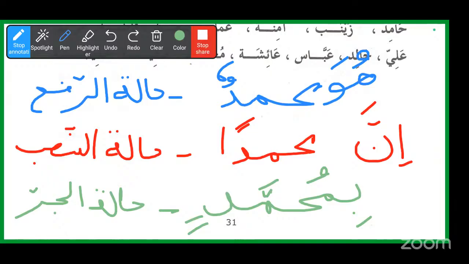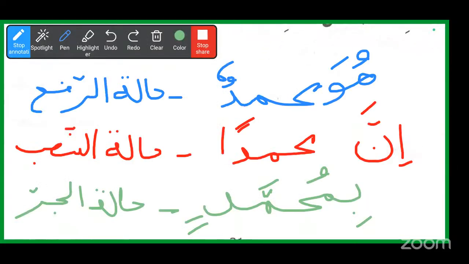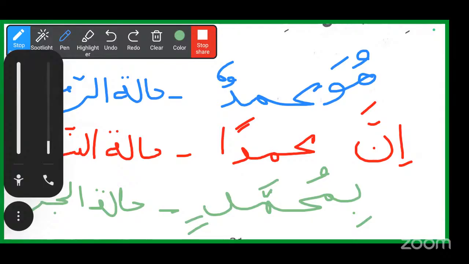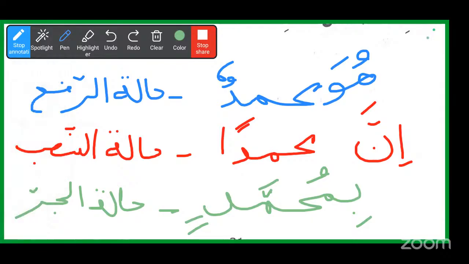This is the most important thing to understand in Arabic grammar. What is the meaning of halatul rafa, the meaning of halatul nasab, and the meaning of halatul jar? I'll explain later. But first, we must understand what is the difference between rafa, nasab, and jar. You have dammatain, you have rafa. You have fathatain, you have nasab. You have kasratain, you have jar. I will tell you in detail about these things later.